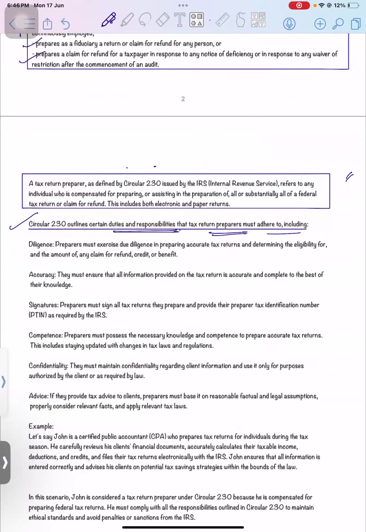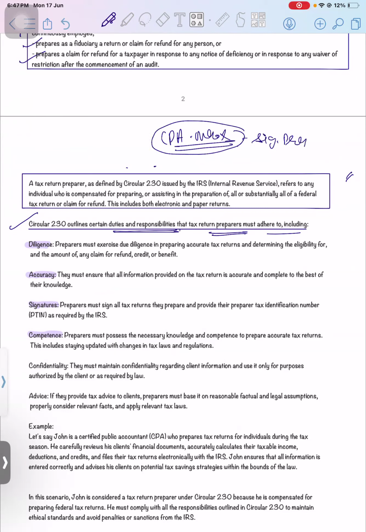Okay. So see, being just a preparer will not be enough. There are certain responsibilities which you should keep in mind. What are those responsibilities? Diligence, accuracy, signatures, competence. This preparer is what I'm talking about, that CPA, CPA Mr. X. Okay, I'm taking the same example. So CPA Mr. X is the signing preparer. For that, what is his responsibility? Preparer must exercise due diligence in preparing the accurate tax return and determining the eligibility for the amount, claim, refund, credits, or benefits.